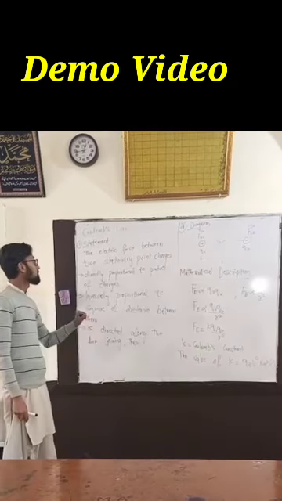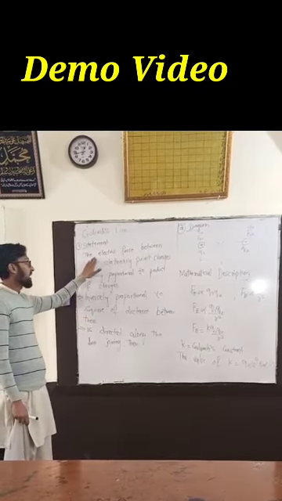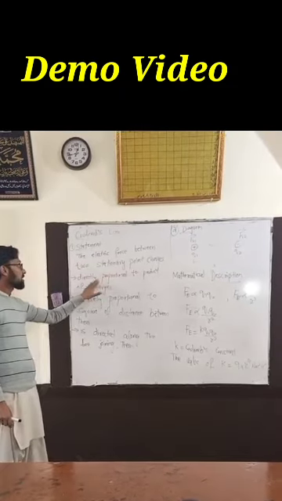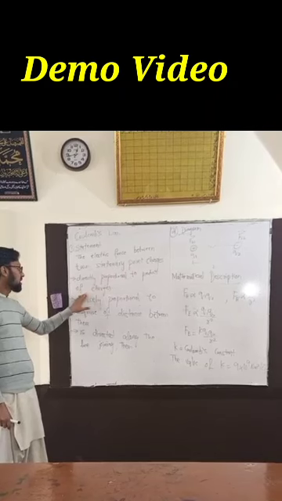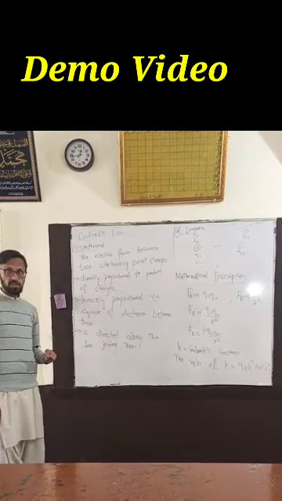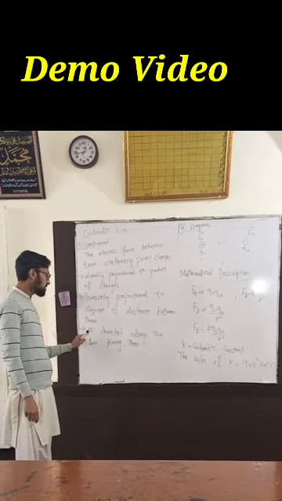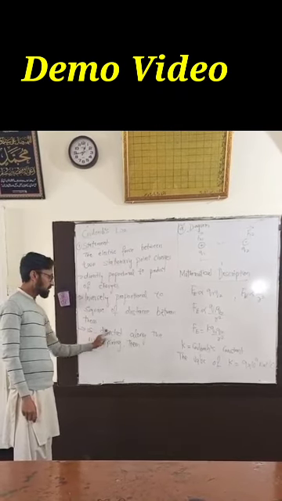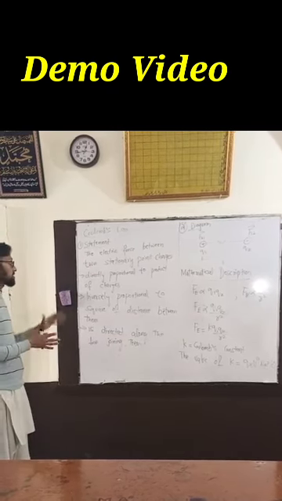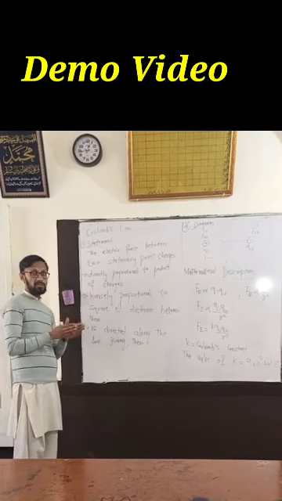Coulomb's law states that the electric force between two stationary point charges is directly proportional to the product of charges and inversely proportional to the square of the distance between them. And the third one is that the direction of this force is directed along the line joining them. Now we will explain this statement step by step.